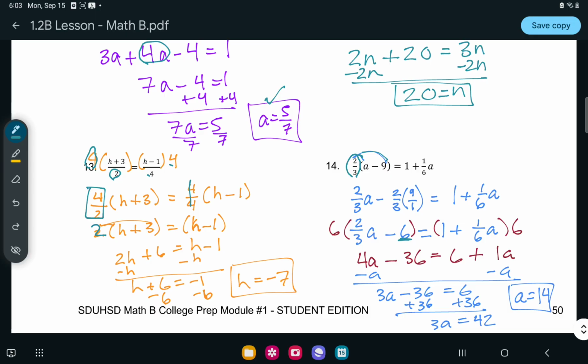So you should have a lot of homework time and a lot of time to work on IXL after you do your homework. So make sure you do the homework first, and then you have a lot of time to work on the IXL.